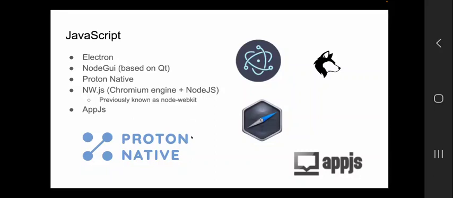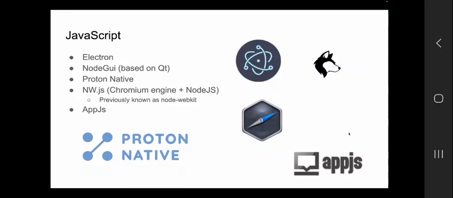And this NWJS, previously known as Node WebKit, is based on the Chromium engine and Node.js. So I believe the UI is rendered using some sort of a browser-like or browser emulation. Again, looks very popular, and some applications have been written using that as well. And app.js, again, is relatively new. It's still being developed. That's what the website states. So use it very sparingly and see how things get developed there. But if you really want to, you can experiment with it as well.